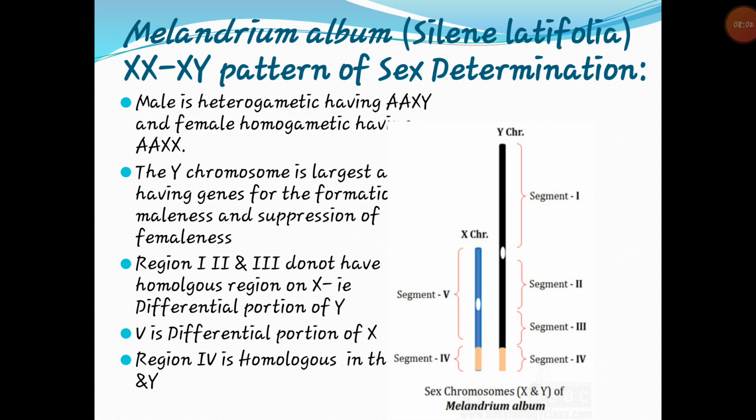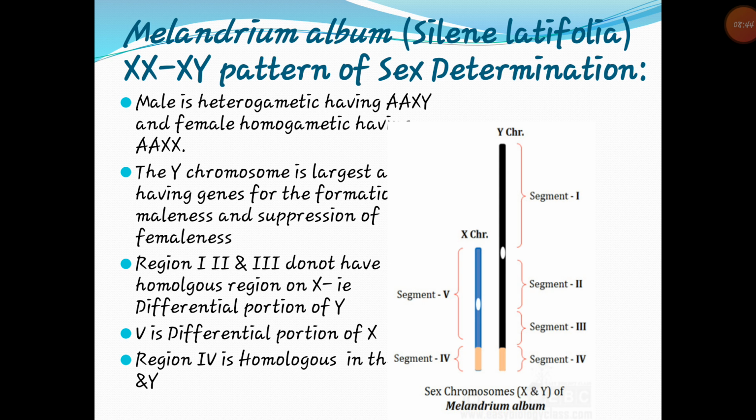Then the mechanism in Melandrium album, Silene latifolia, shows the XX-XY pattern of sex determination. Male is heterogametic, having AAXY, and female is homogametic, having AAXX chromosomes. The Y chromosome is the largest, having genes forming maleness and suppressing femaleness.